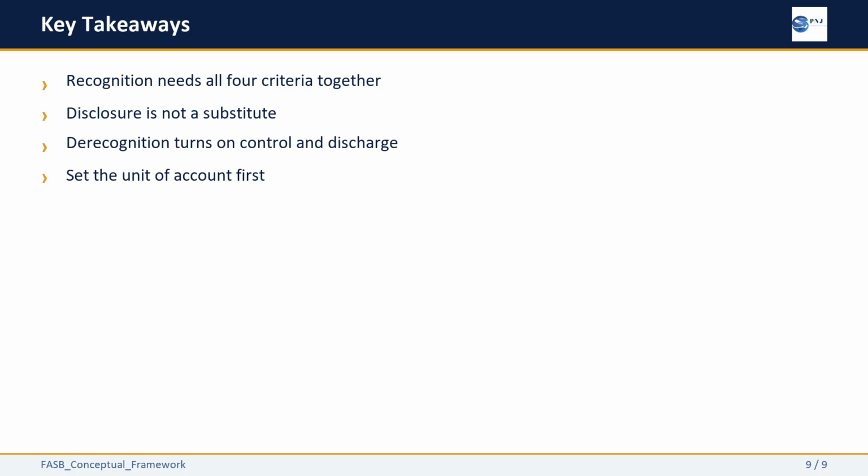Let's tie it together. Recognition formally captures an item, and it requires all four SFAC 5 criteria at once: definition, measurability, relevance, and faithful representation. When an item fits the definition but fails a criterion, you disclose rather than recognize, but disclosure never substitutes when the criteria are met. Derecognition removes items, turning on loss of control for assets and discharge for liabilities, and it can even be partial. And every one of these judgments rests on first fixing the unit of account.